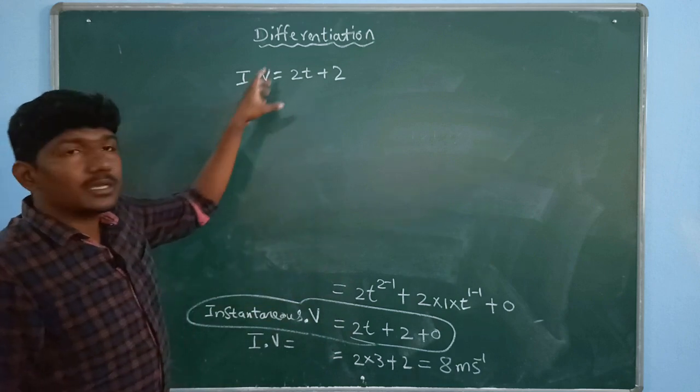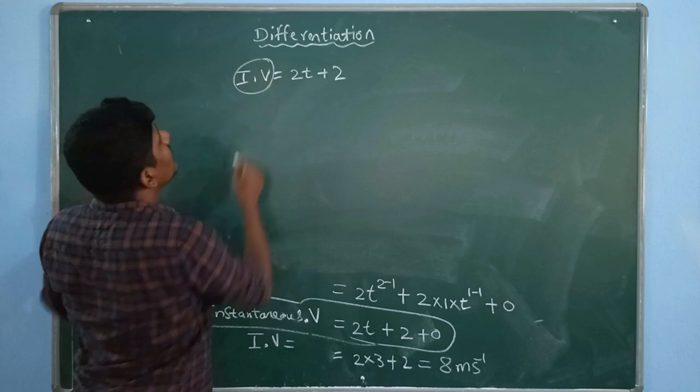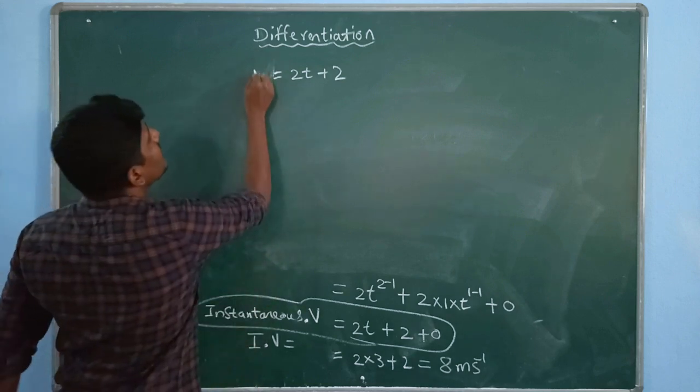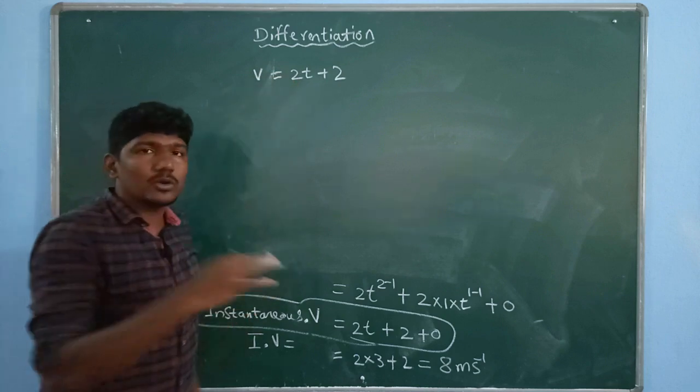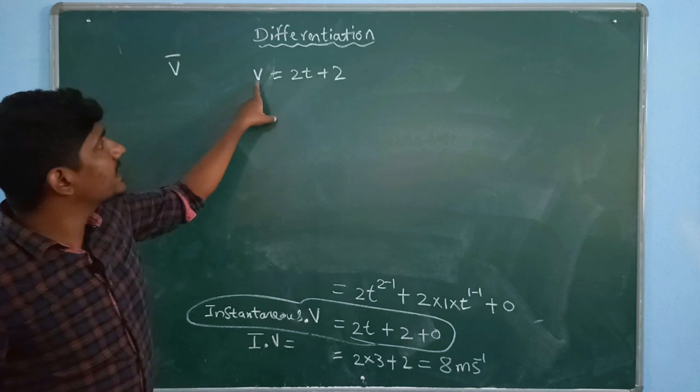Now if I want instantaneous acceleration, what should I do? Differentiate this. Don't write IV every time. Better you write only v. v means instantaneous velocity. And how to denote average velocity? v bar. Okay, let's take this one.